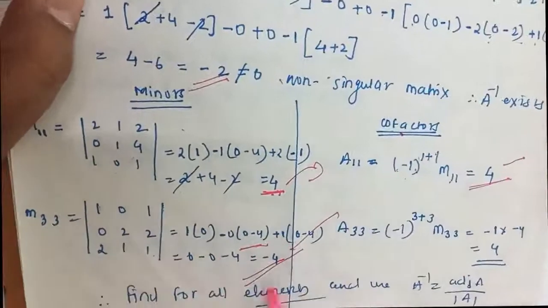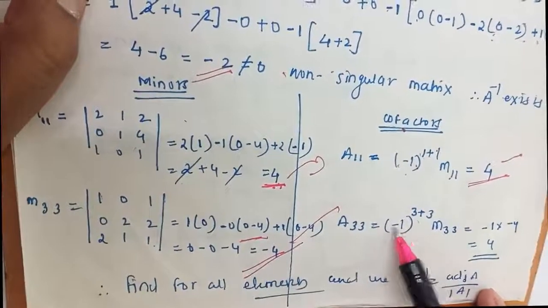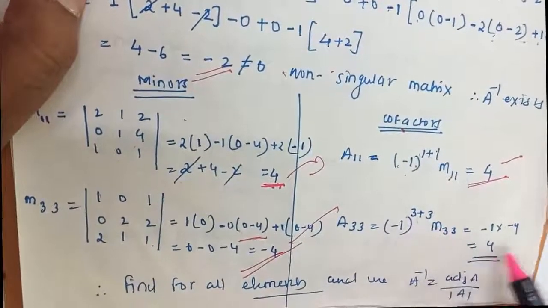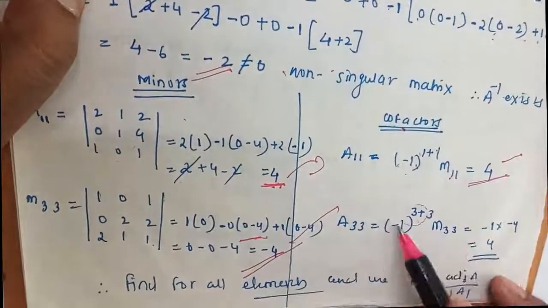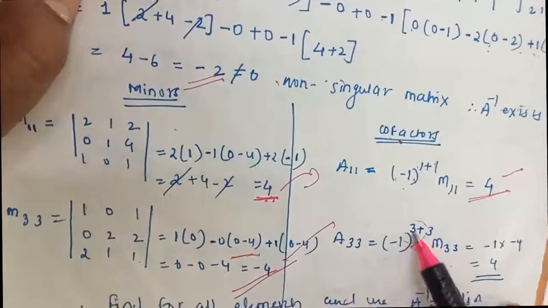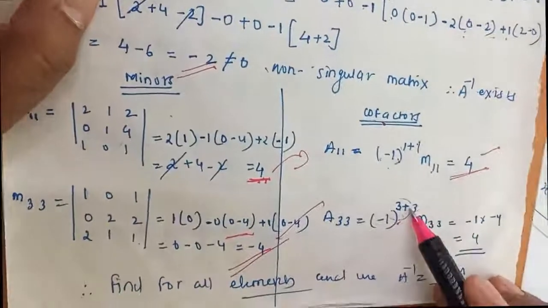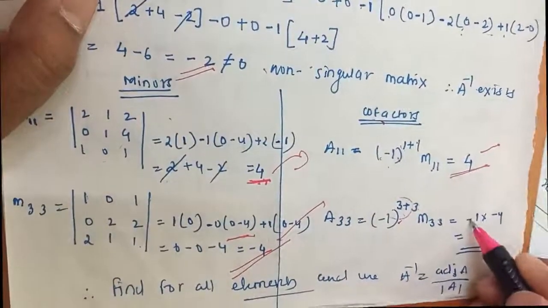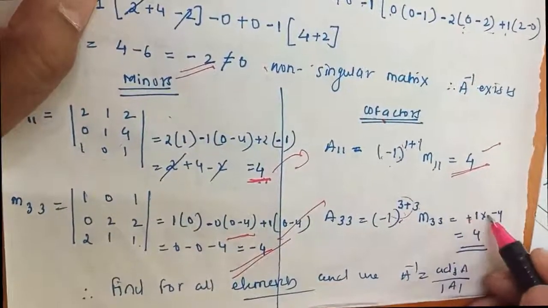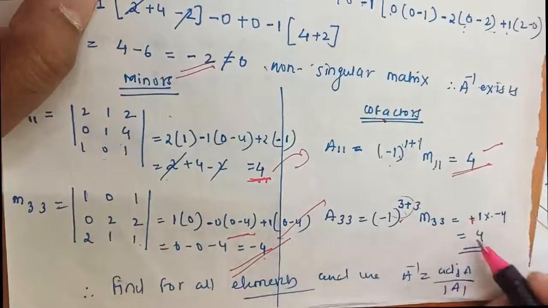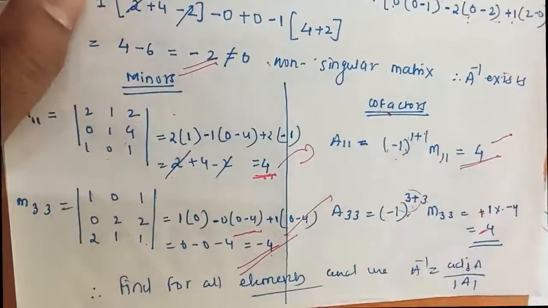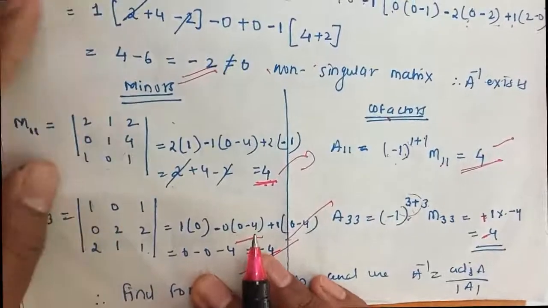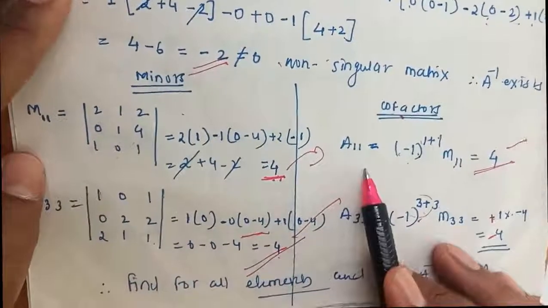If I want to convert that minor into cofactor, then minus 1 to the power of (3 plus 3), and that's nothing but even. 3 plus 3 is 6, so minus 1 to the power of 6 is plus 1. This plus 1 into minus 4 will be minus 4. So in this way we can find the minors and cofactors.